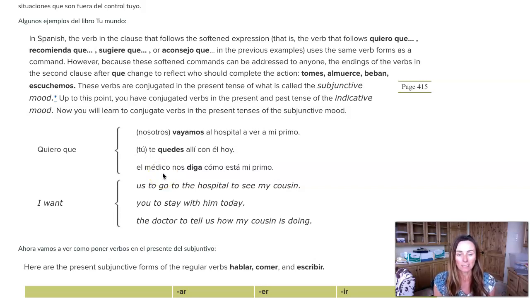Entonces, esos son los requisitos para usar el subjuntivo. So, quiero que is in the present indicative. Vayamos is in the present subjunctive. So, I want that we go or that all of us go to the hospital. So, it's a want that I have. Is it going to happen? That's, who knows, right? But it's a want that I have about another group of people or about another person or about a thing.